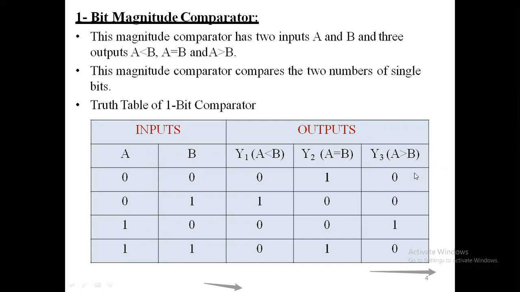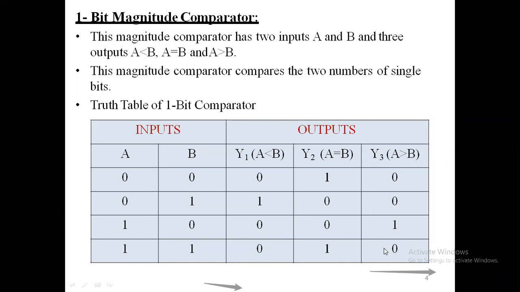And next one. A is greater than B. So 0 is greater than 0. Condition is false. We have to place simply 0. And 0 is greater than 1. Condition is false. We have to place 0. And 1 is greater than 0. Condition is true. We have to place 1 here. And 1 is greater than 1. Condition is false. We have to place here 0.